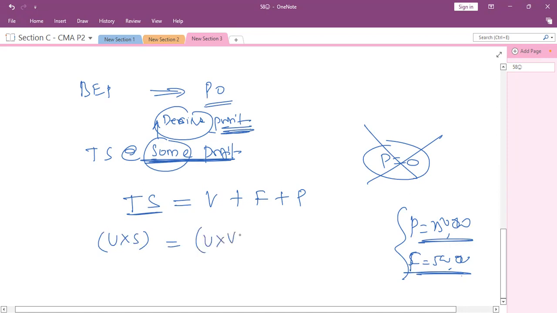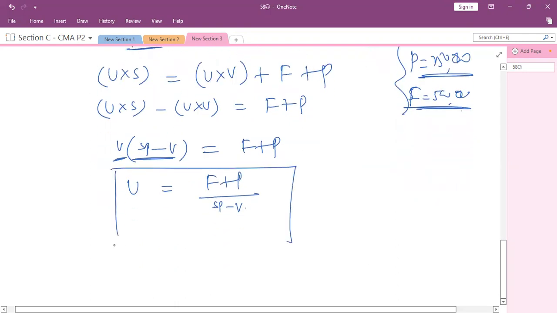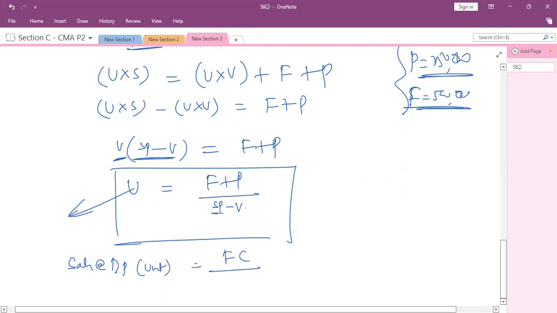Now, total sales means units into selling price. Variable cost means units into variable cost. Units into selling price minus units into variable cost is equal to fixed cost plus profit. Now units is common: units into selling price minus variable cost is equal to fixed cost plus profit. So units is equal to fixed cost plus profit divided by selling price minus variable cost. So sales at desired profit in units is equal to fixed cost plus profit by unit contribution margin, which is selling price minus variable cost. This is the formula.